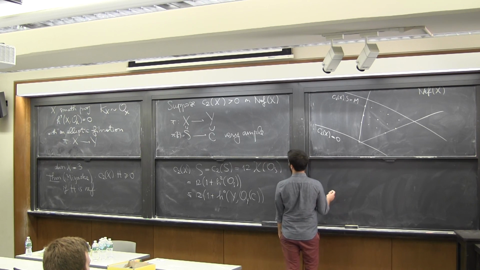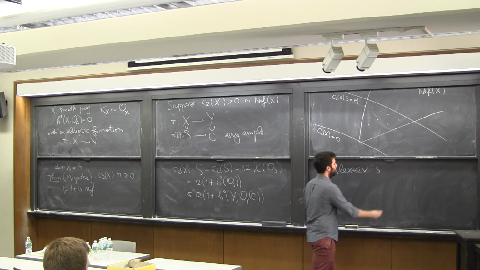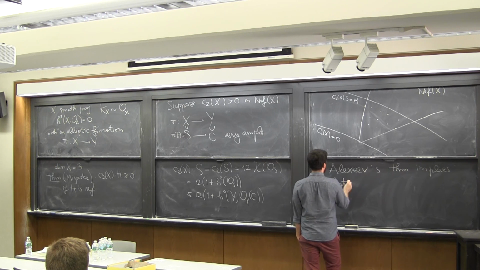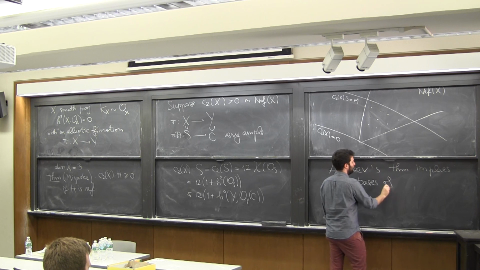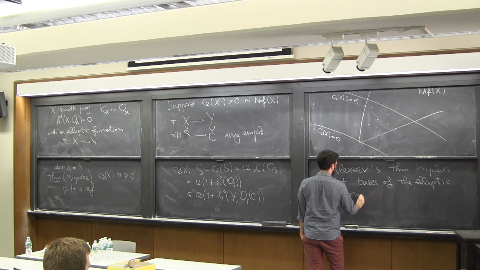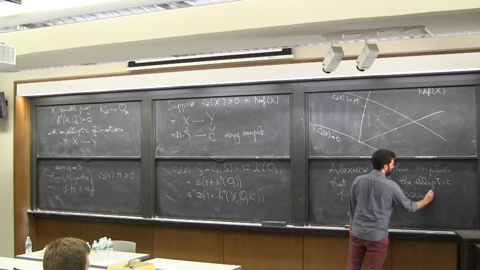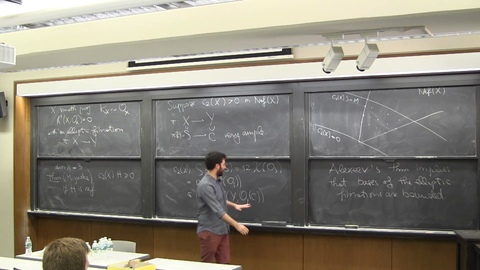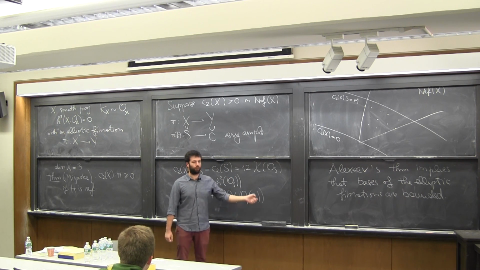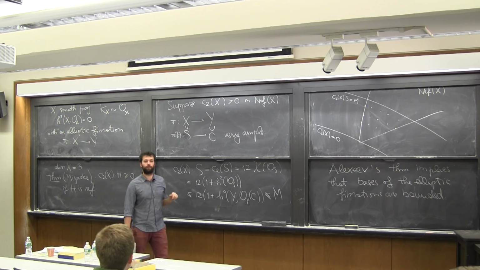And so now this is true, and this is Alexeev's result. Alexeev's theorem implies that the bases of the elliptic fibrations of these are bounded. So in this case, the set of all possible bases obtained this way is bounded. And then this is uniformly bounded, and so this will be less than some M that does not depend on my choice of X and Y.